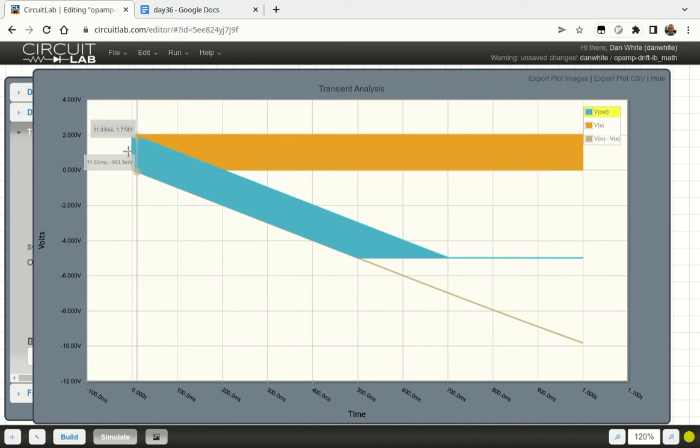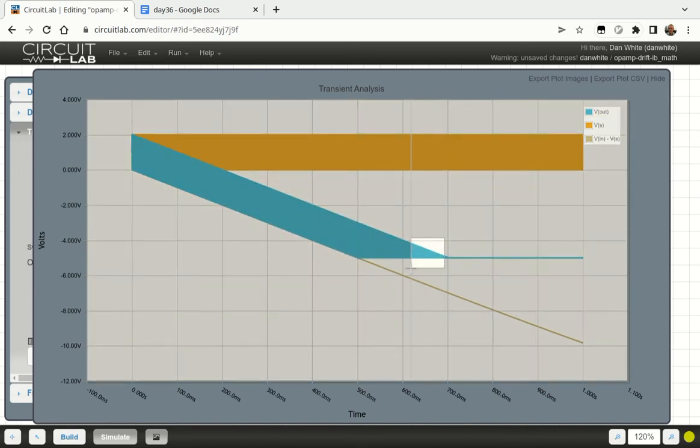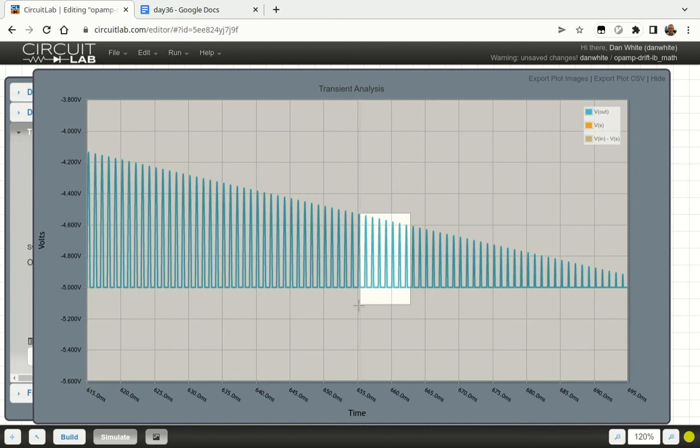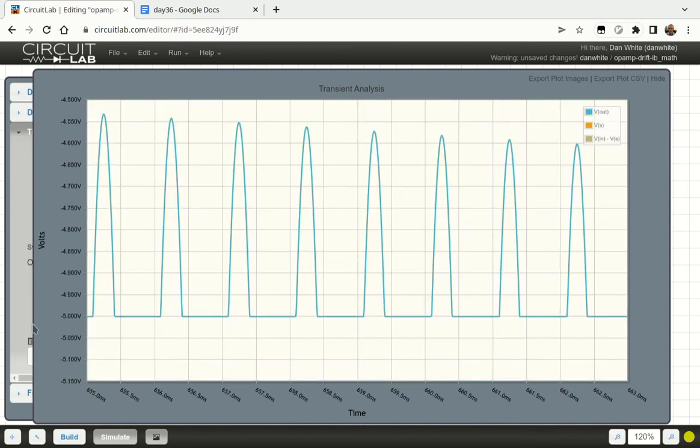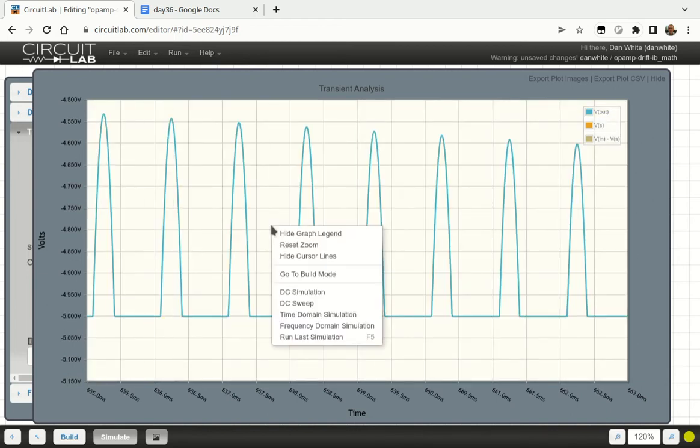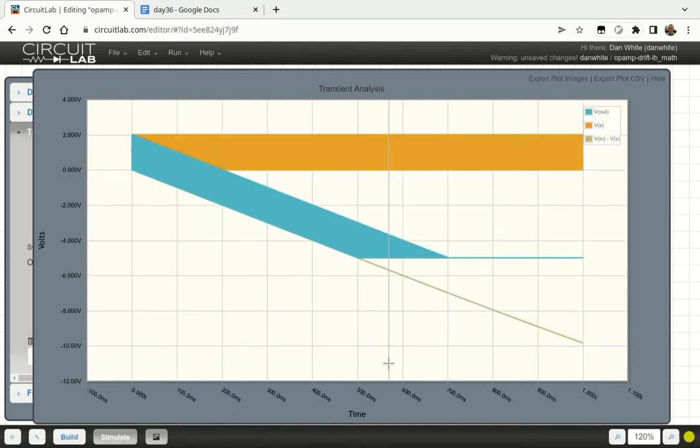So here's my sine wave. It goes up and down. You can see that it starts centered around 1, and it just falls and falls and falls. If I zoom in here and I look at this, I'm clipping. I'm clipping at -5. Why are we clipping at -5? Well, that's my power supply, remember?